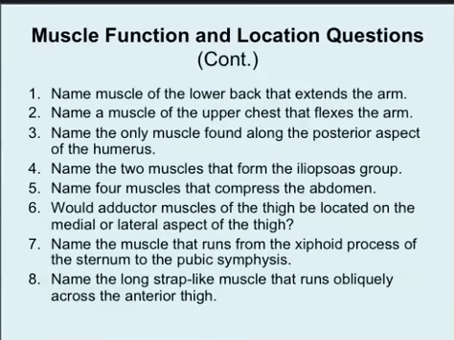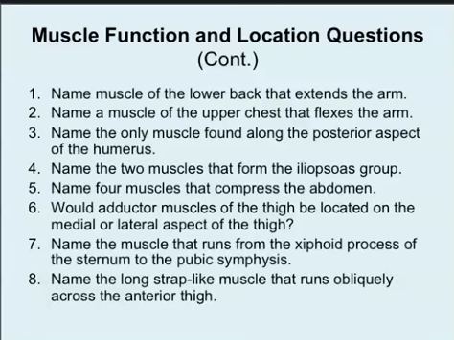Okay, name a muscle of the lower back that extends the arm: the latissimus dorsi. Name a muscle of the upper chest that flexes the arm: the pectoralis major. Name the only muscle found along the posterior aspect of the humerus: the triceps brachii. Name two muscles that form the iliopsoas group: the iliacus and the psoas major. Name four muscles that compress the abdomen: the internal and external obliques and the transverse abdominis.